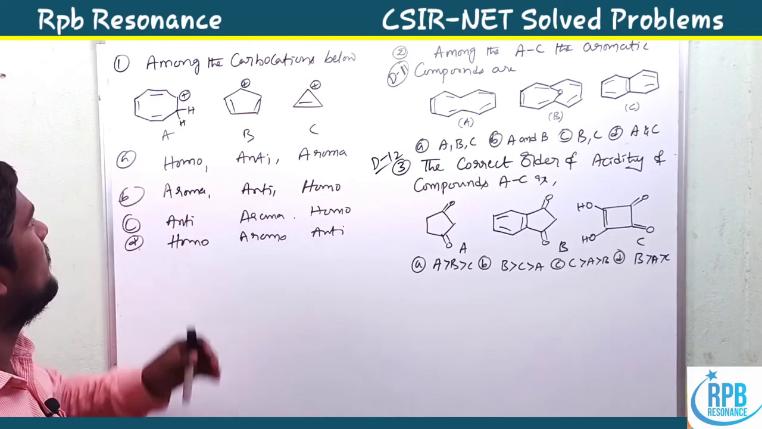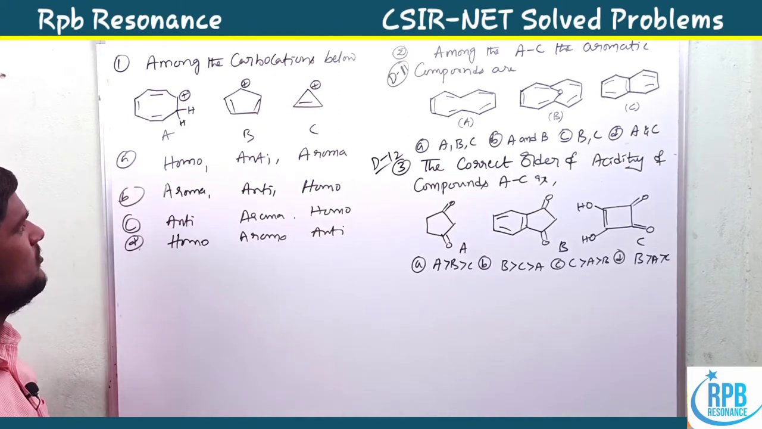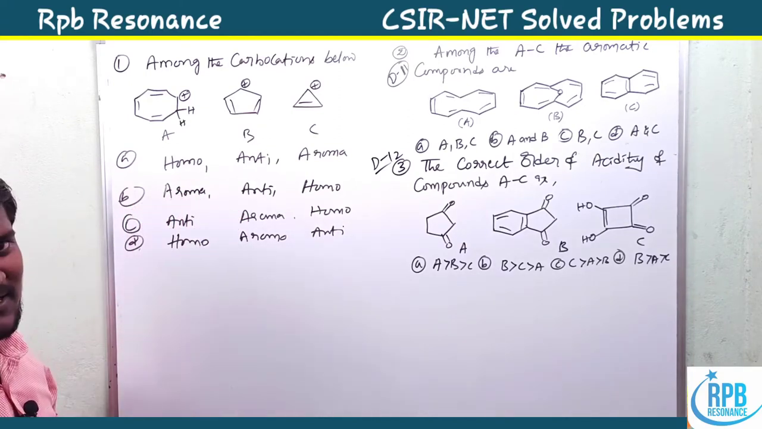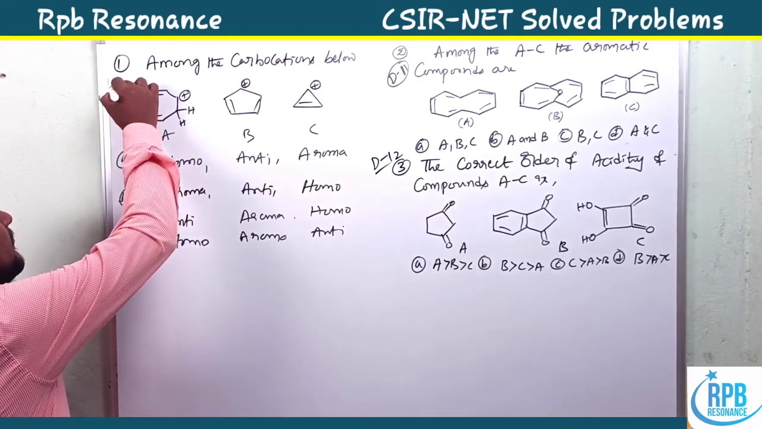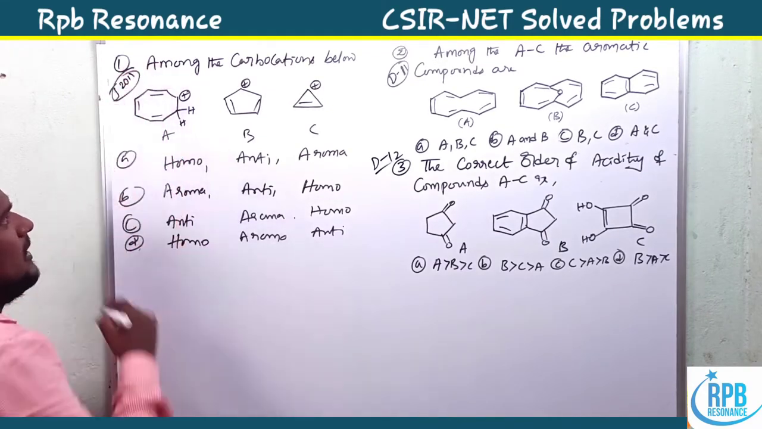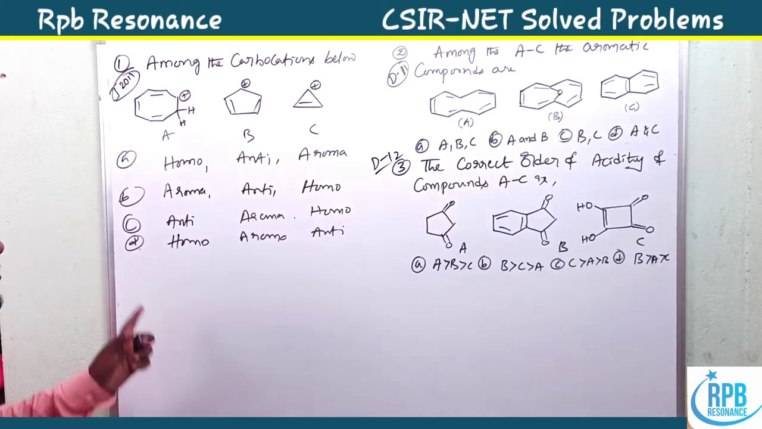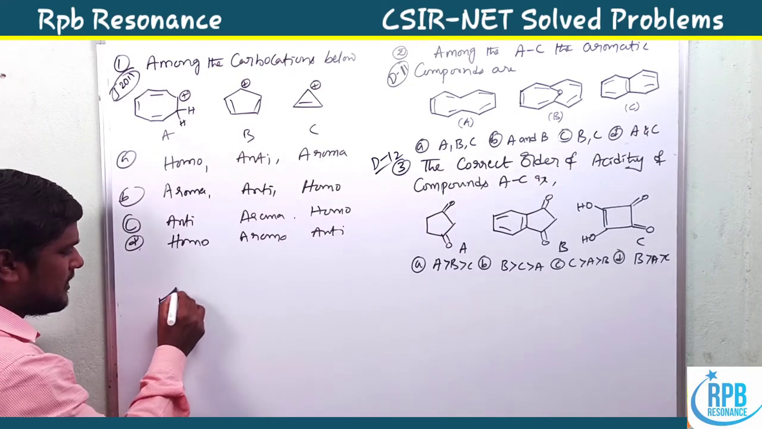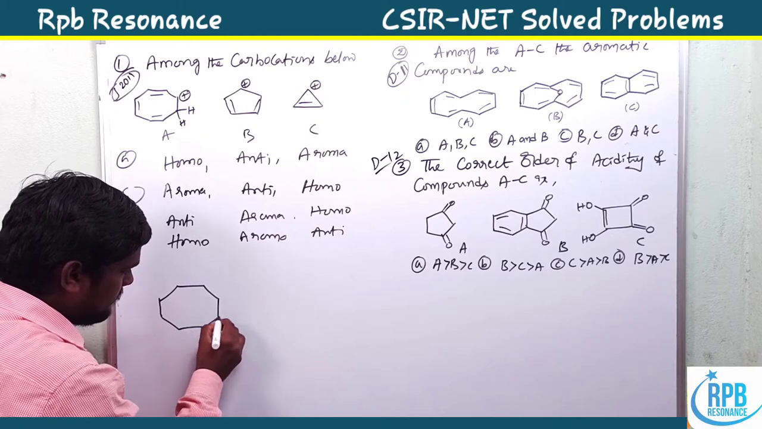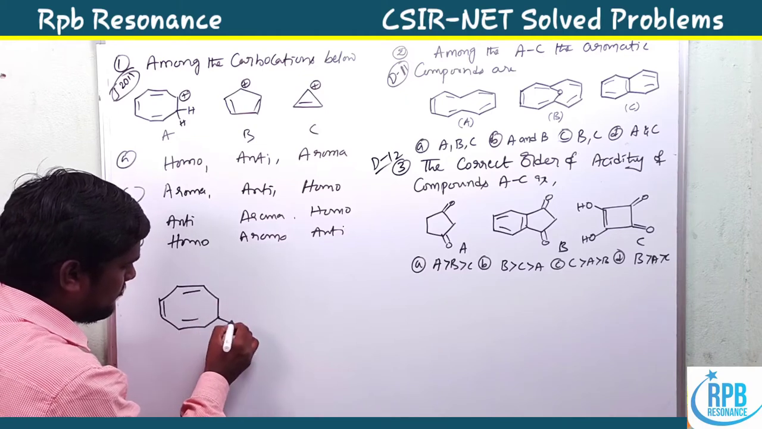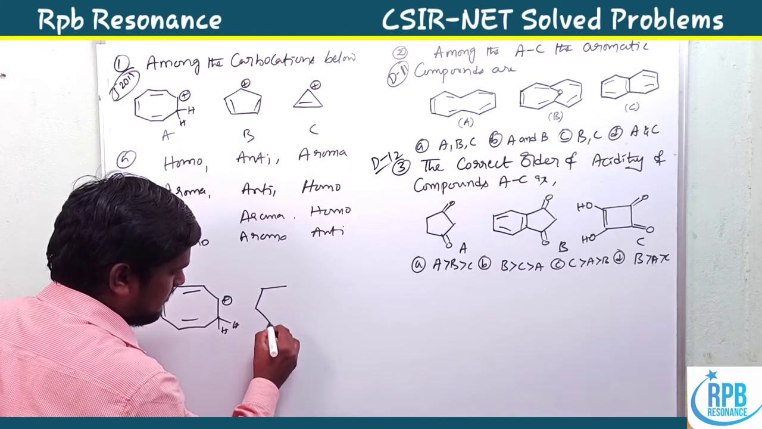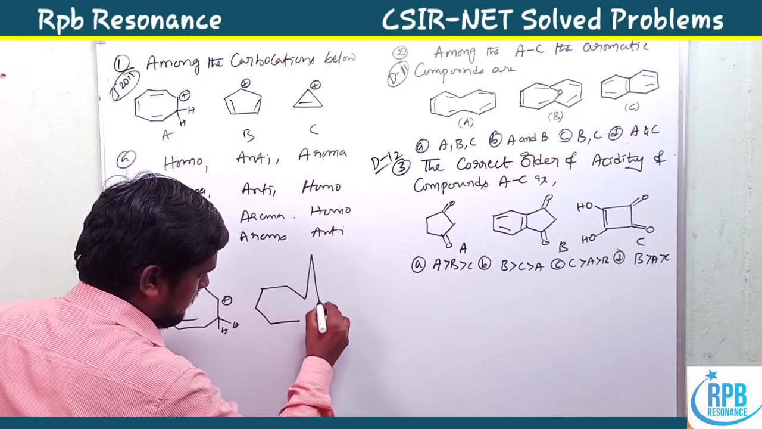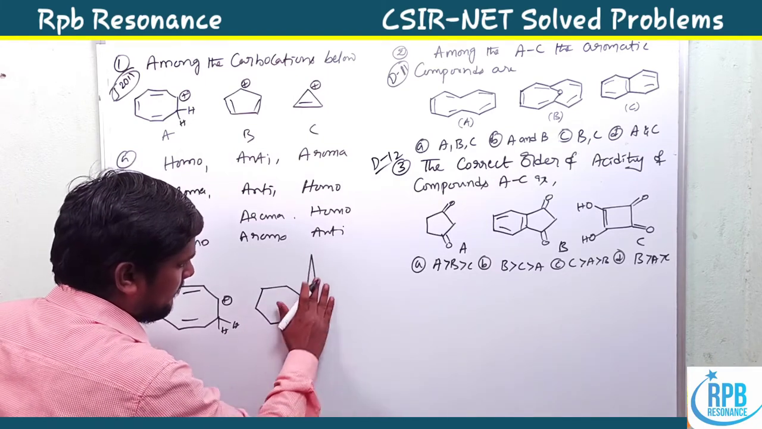So the problem: among the carbocations given below, which is the correct representation, which is the correct labeling? Okay, this is the June 2011 question. Now let's move on to the problem. Among the carbocations, this is the first carbocation, with two hydrogens and a cation. So this is the original structure of the compound.